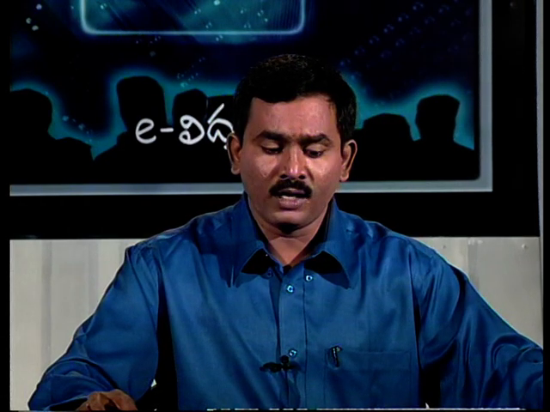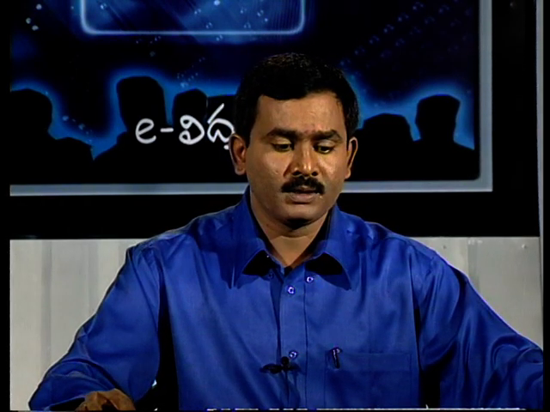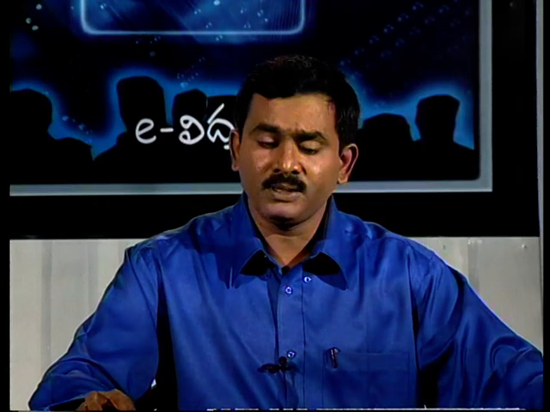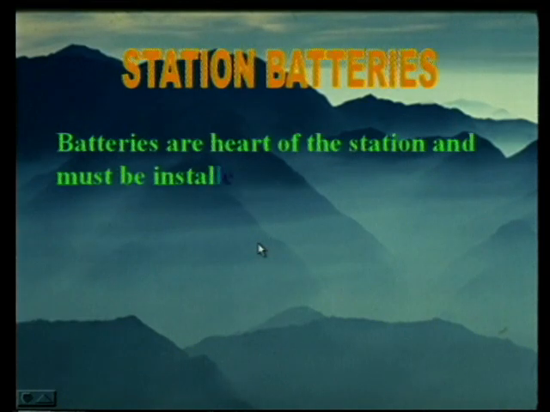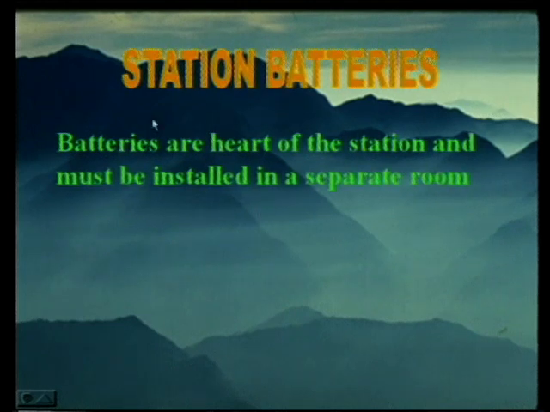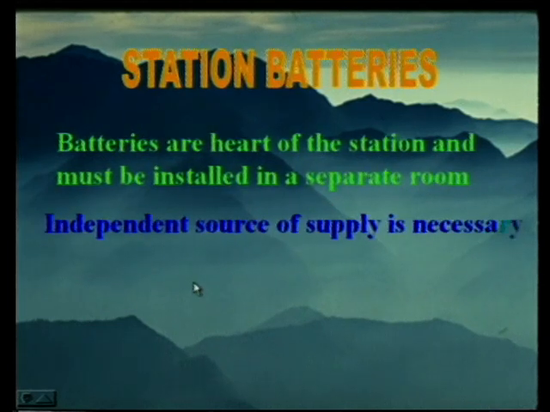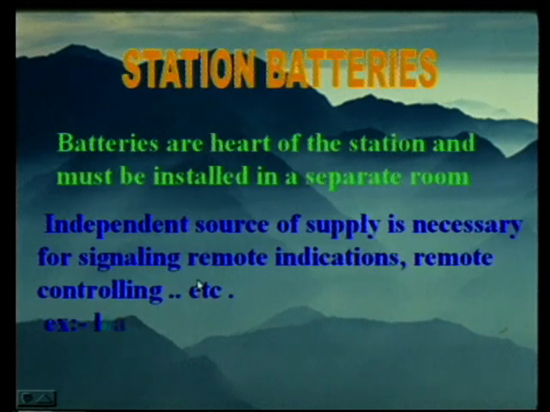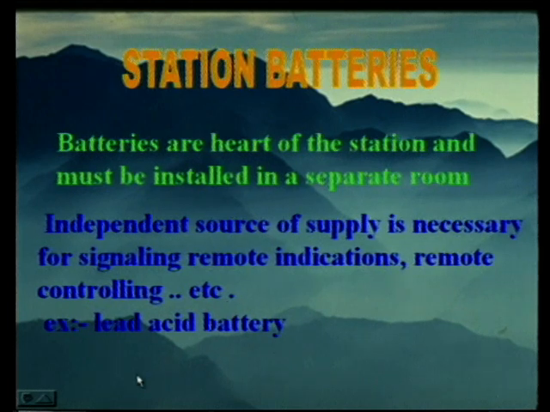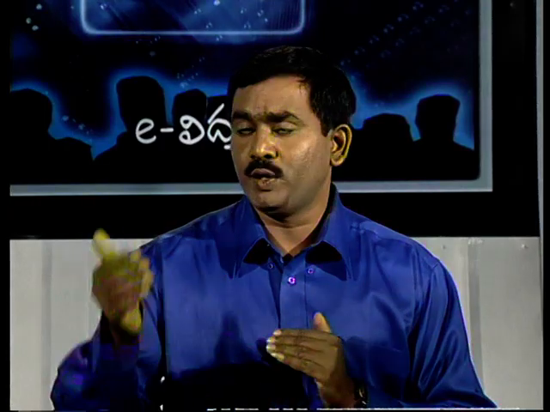Next, you can see another auxiliary here: station batteries. Batteries are very essential. Batteries are the heart of the station and must be installed in a separate room. An independent source of supply is necessary for signaling, remote indications, remote controlling, etc. Generally, lead acid batteries are used in stations. Here is a doubt. We are the generating people, so what is the necessity of storing this electrical energy?